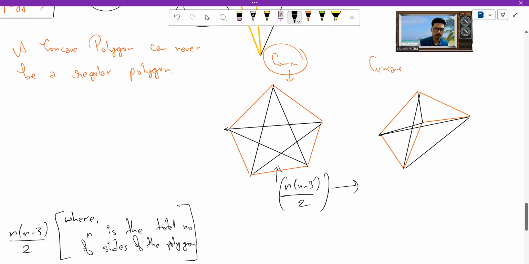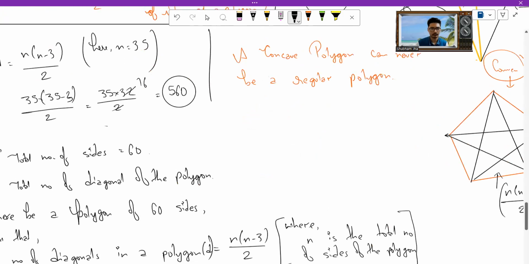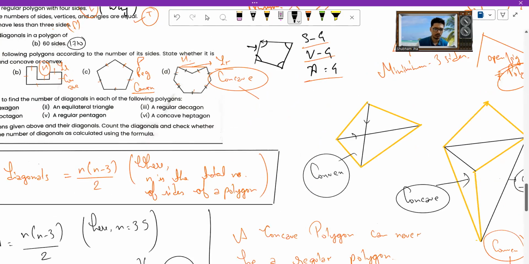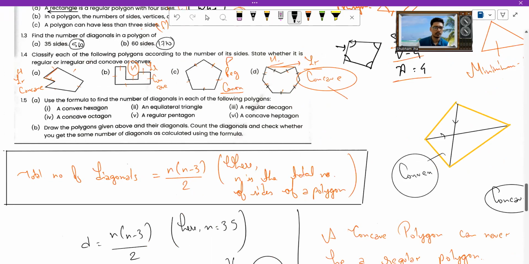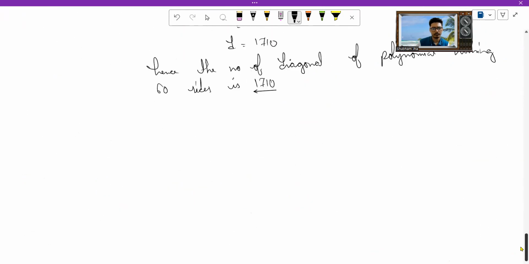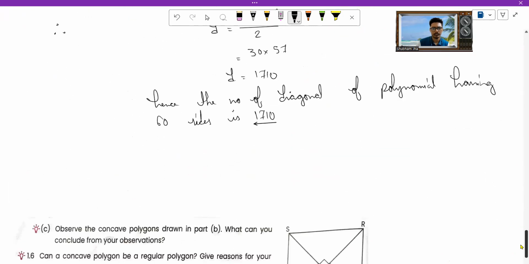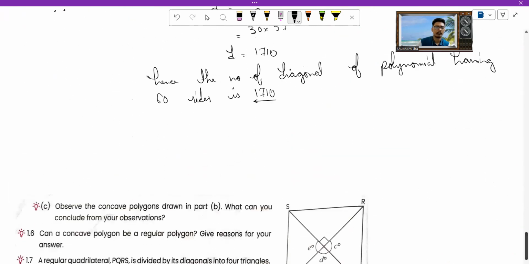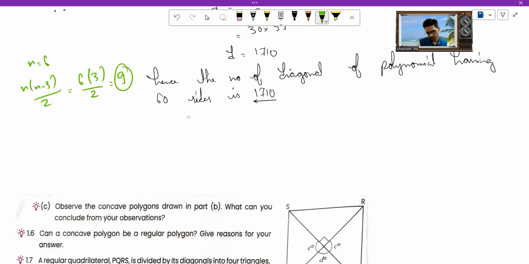Understood? Now see, the first question was a convex hexagon. If you have to find the value using the formula for a convex hexagon, the total number of sides is 6. So n is equal to 6. The formula is n into n minus 3 upon 2. That is 6 into 6 minus 3, which is 3, upon 2, which is basically 9. This is how you will calculate the rest of them.